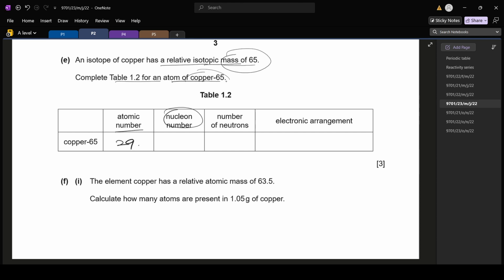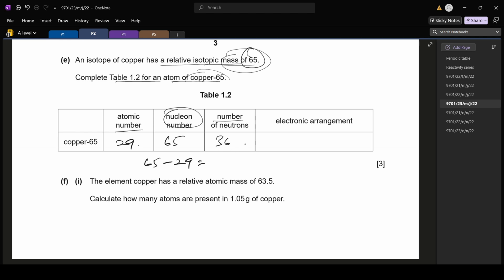What is the nuclear number? Nuclear number is the number of protons plus the number of neutrons. It is also called the mass number, so this isotopic mass is going to be the nuclear number. And how many neutrons? If you subtract 29 from 65, you will get 36.